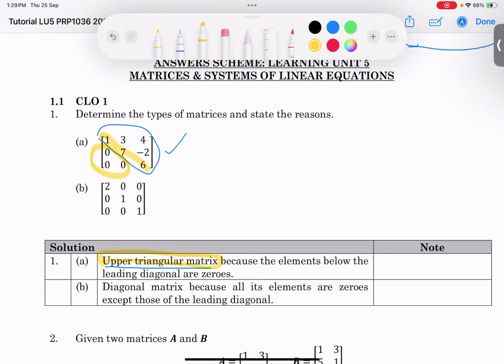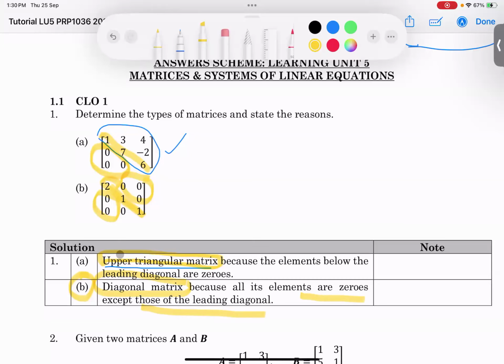Meanwhile, for question B, a diagonal matrix like this, you can see the diagonal part here. The top part and the bottom part, all of these elements are 0 except those at the leading diagonal. That's why for question B, it is known as a diagonal matrix. This is the difference between these two questions.